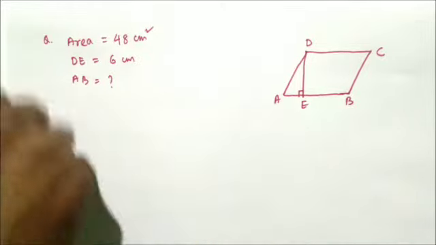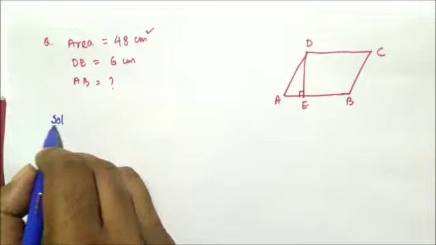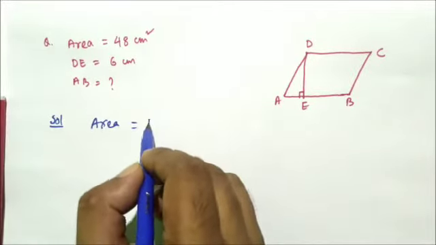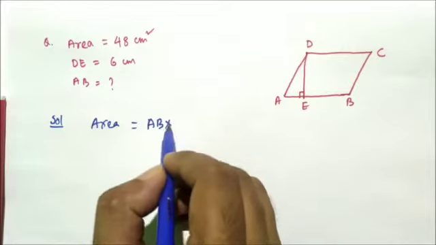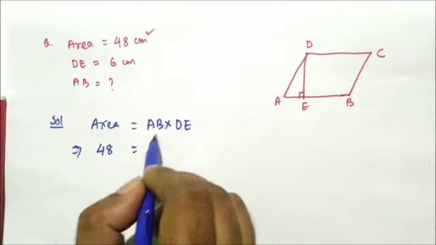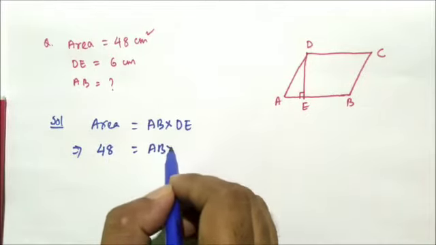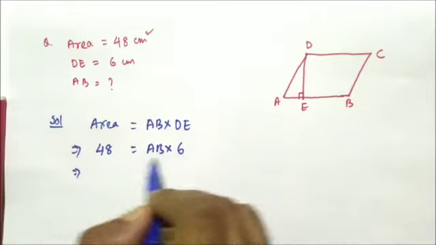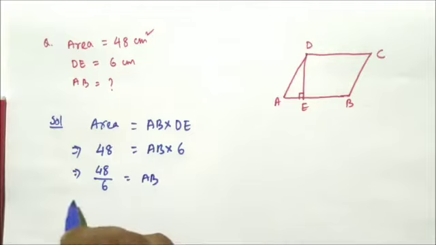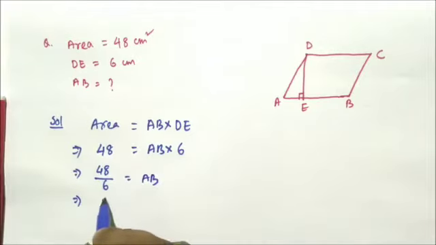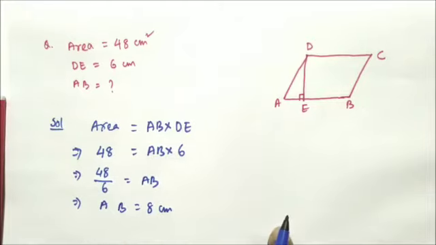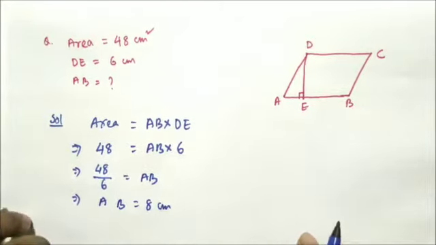Since we know that, very simple it is. Area of a parallelogram is base into height. So AB into DE, and we are given the area. Area was 48, AB we do not know, and DE is given as 6. So if you divide 48 by 6, then you will get AB, which is 8, since 6 eights are 48, right? So AB equals 8 centimeter. That's it. Okay, let us take another question.